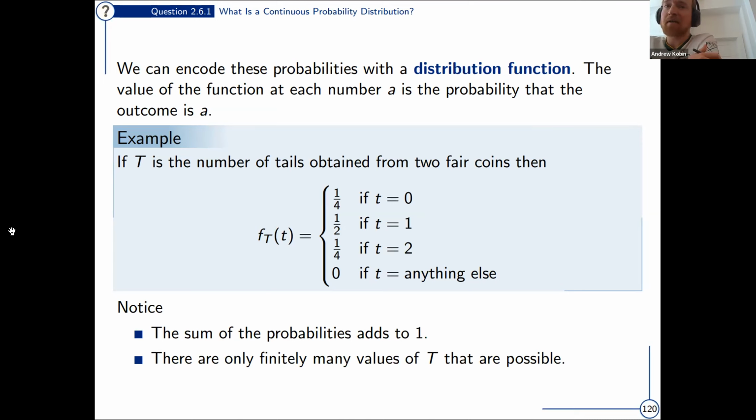So for the number of tails on 2 coin flips example, that was our capital T variable. The distribution function for this is actually pretty easy to write down. If we write all of the different potential outcomes or events that T represents, it's the number of tails. There's either 0 tails, 1 tail, 2 tails, and actually anything else is impossible. So we'll assign that a probability of 0 right away on its bottom line.